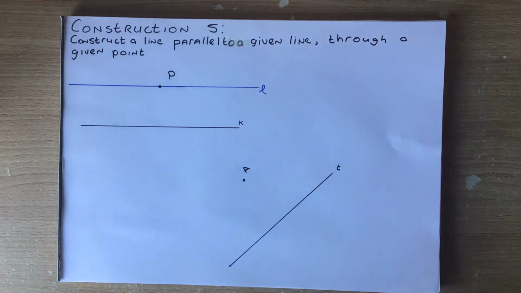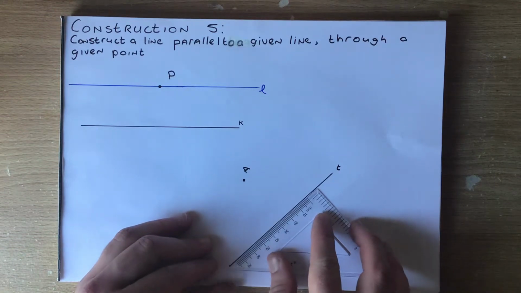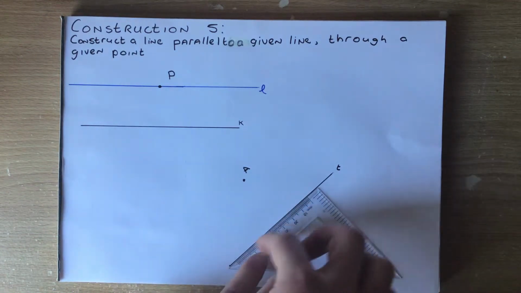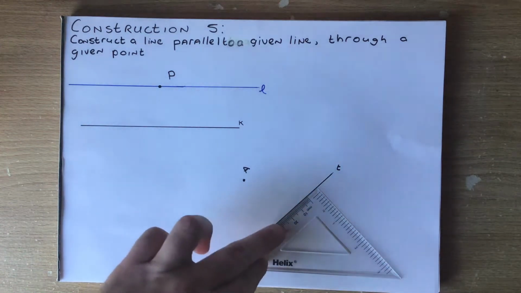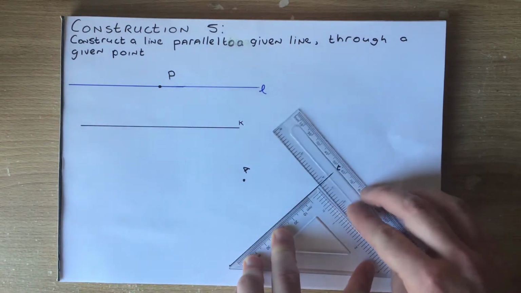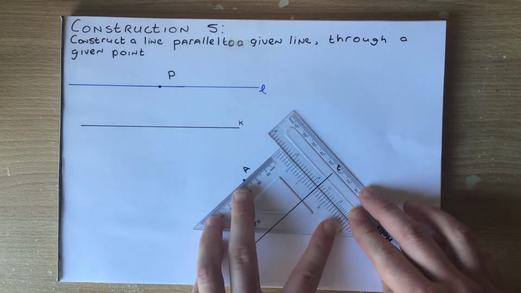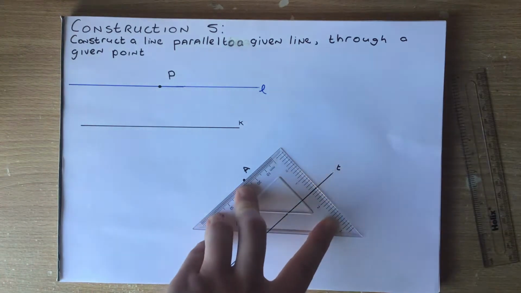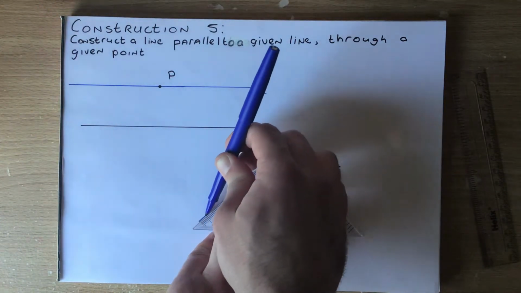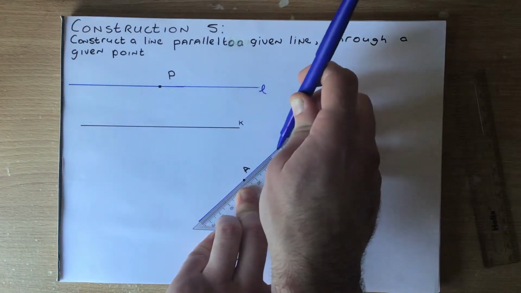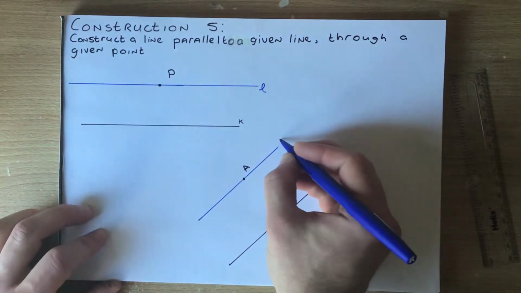So as before, with my set square, I'll make sure that my set square lines up so that if I could continue this line with the set square, then I'll place the ruler along the other side that's perpendicular to it, and I slide my set square up. So now I can draw a line through A that will be parallel to T. So maybe I'll label this one Q.